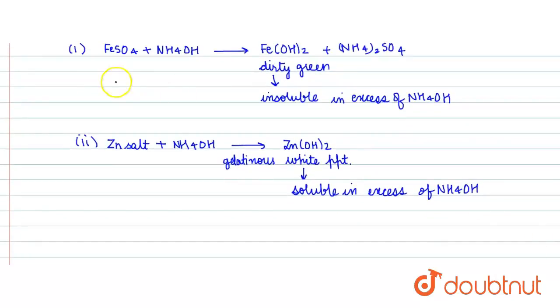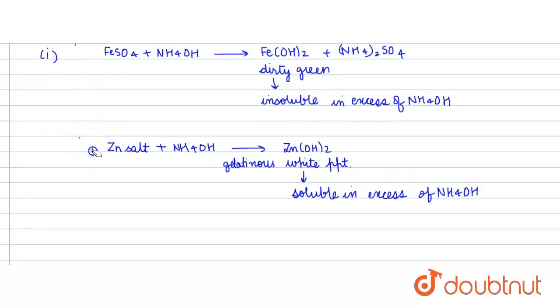Now our next is a lead salt and a zinc salt, again with excess of ammonium hydroxide. This was the first part, we can take it as A and B. Now let's do the second part, which is a lead salt when treated with excess of NH4OH.